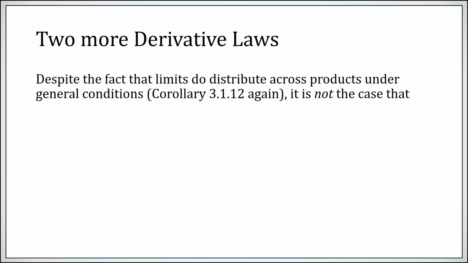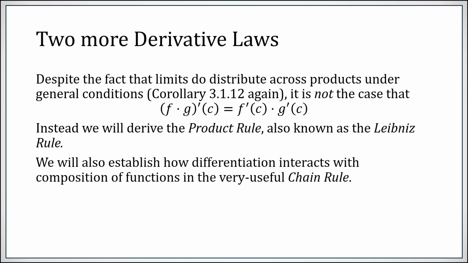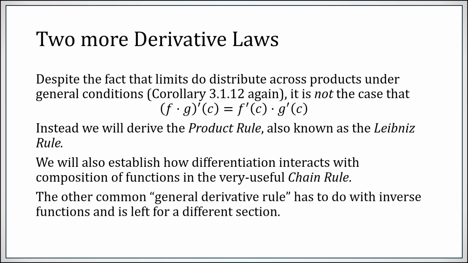Now, despite the fact that limits distribute across products under general conditions, this follows from corollary 3.1.12, it's not true that the derivative of f times g is f prime times g prime. Instead, we're going to derive the product rule, aka the Leibniz rule. We'll also establish how differentiation interacts with composition of functions through the chain rule, perhaps the single most useful derivative law, although of course that's difficult to quantify in any reasonable way, but the chain rule is a very big deal. We'll get to that shortly. The other common general derivative rule has to do with inverse functions. That's going to be in a different section. It's coming up soon.